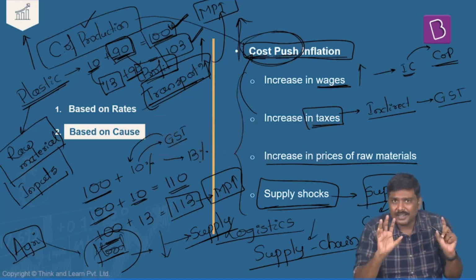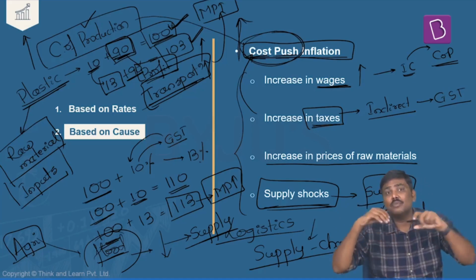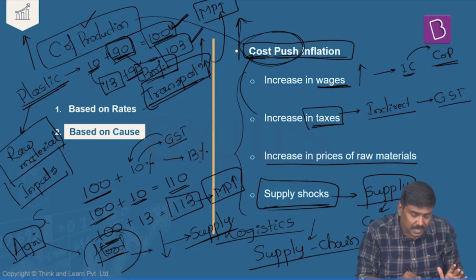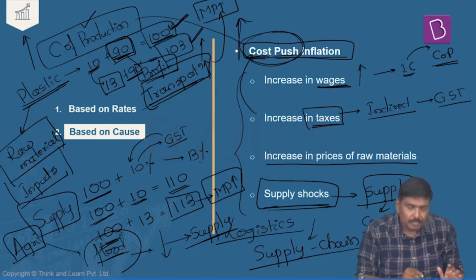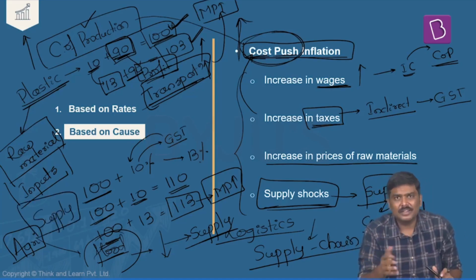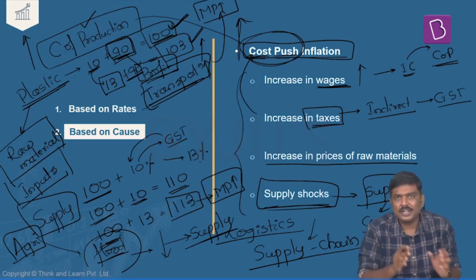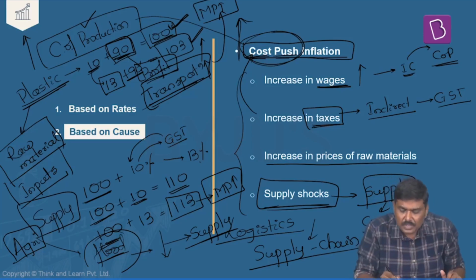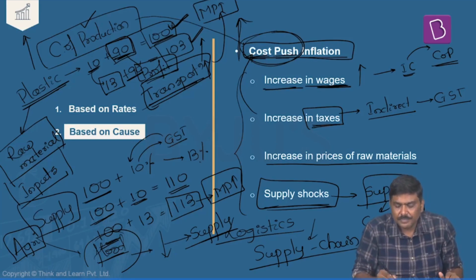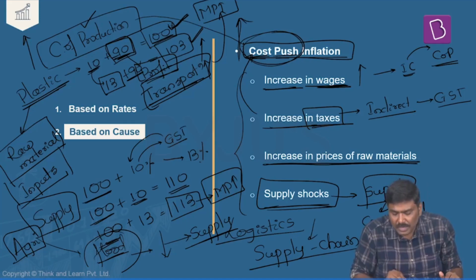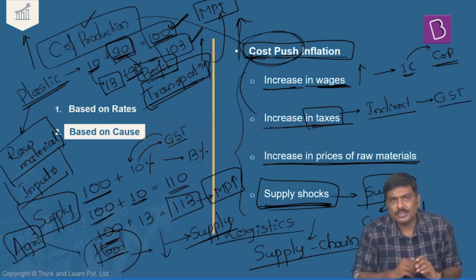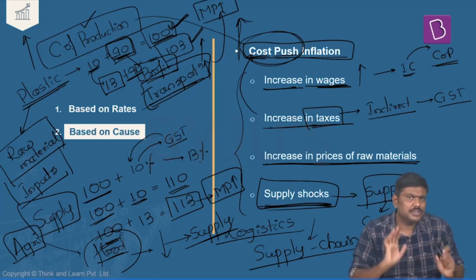But more importantly, understand this. The market prices are moving upwards because of the supply side factors. Is it okay? Because of supply side factors, right? That is essentially why this is called cost push inflation. Done? So increased wages, increase in indirect taxes, increased prices of raw material, as well as supply shocks, right? All of them will lead to cost push inflation.